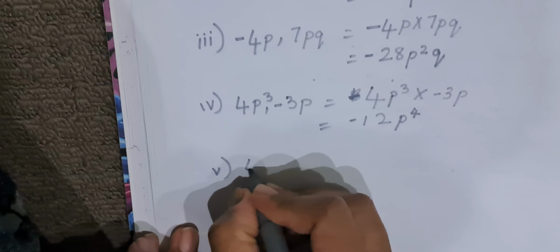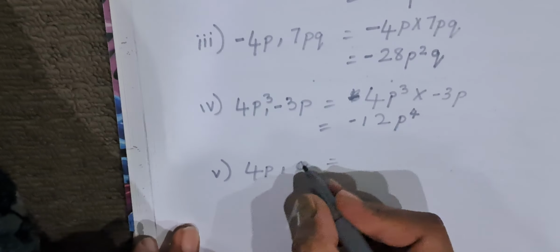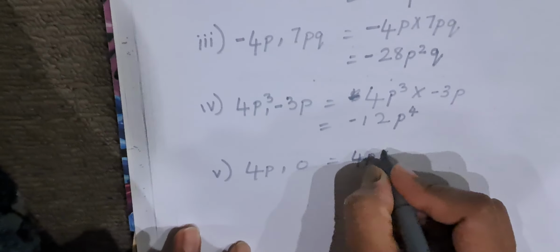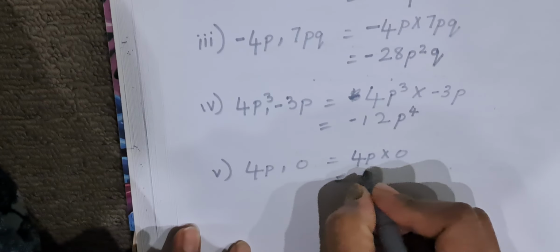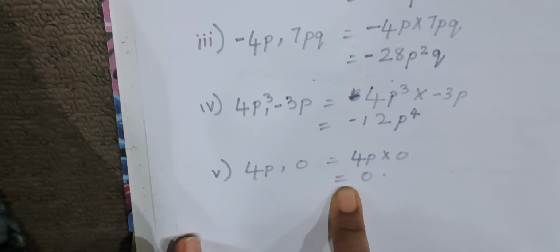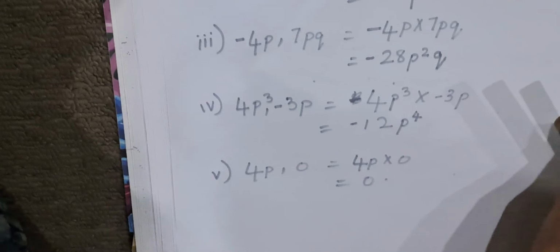Now the fifth one. 4p and 0. Any number we multiply with 0 becomes 0. So 4p times 0 will be 0. 0 is the answer for the fifth one. So this was question number 1. Now let us move on to question number 2.